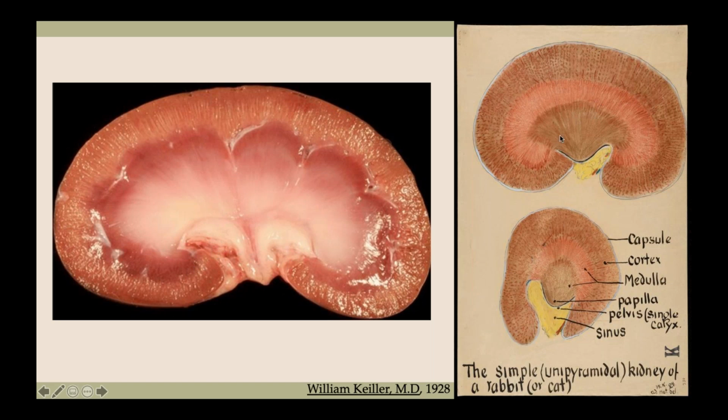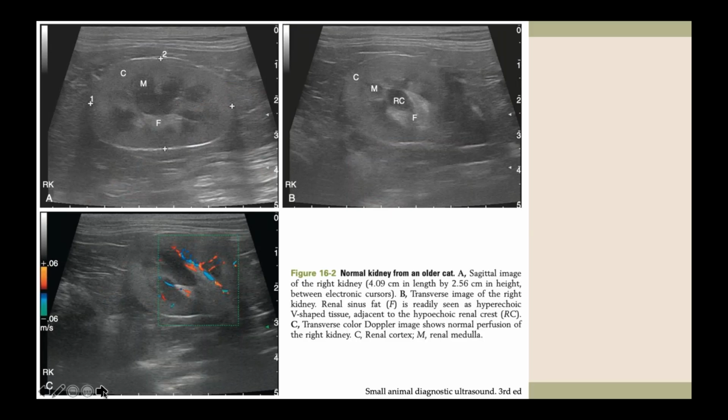This is a drawing that I thought was just beautiful. It comes from a human physician back in 1928, describing the simple unipyramidal kidney of a rabbit or a cat. I don't know if they just forgot which one they were drawing, but it's a beautiful drawing, and it actually looks much like what we see in anatomy. So we have the cortex, we have the medulla, and we have the pelvis. We do not have calyces. The normal description of the kidney has been described.